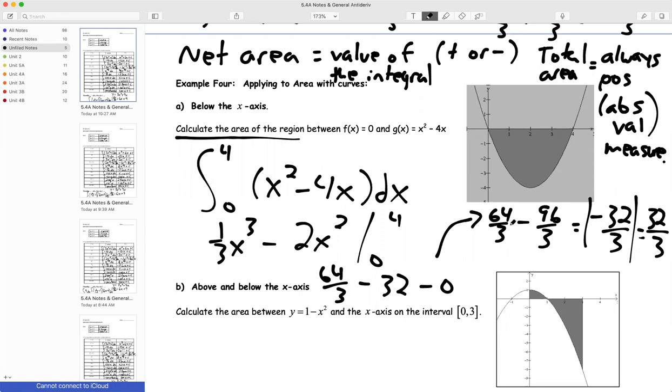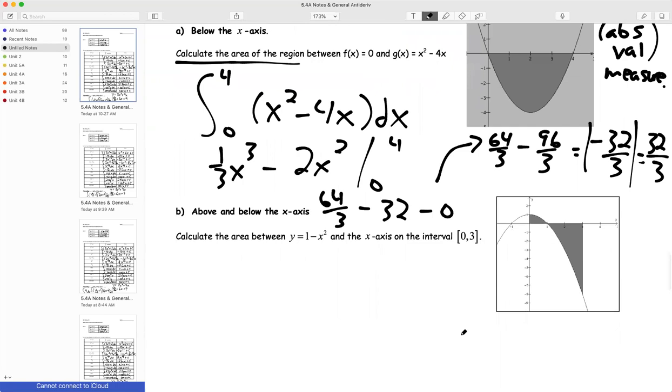So that is the first example. The second one here, notice on the first one we had all of the area below the x-axis, so we took the absolute value of the final answer. But here they are split up. I have some above the x-axis and some below the x-axis. So what do you think we will do? How do we solve this? Add them. I am going to add them together. Add what together? The area.